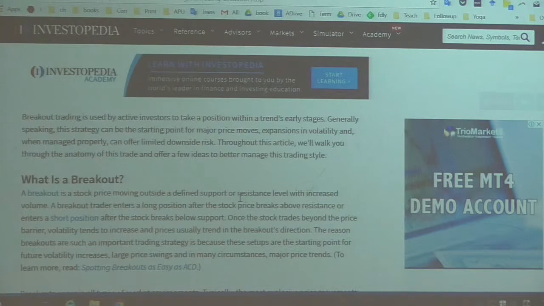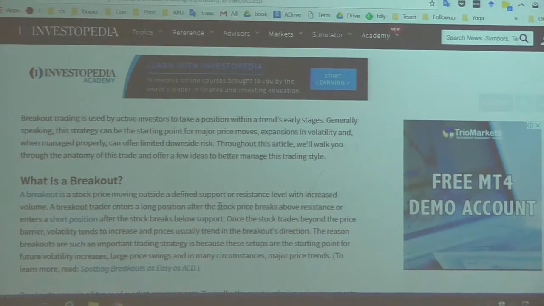With increased volume. A breakout trader enters a long position after the stock price breaks above resistance, or enters a short position. I'm not sure what that means, but I guess when it breaks out maybe you should buy or sell, or you should do something. And then you want to take advantage of the fact that it's going to be doing something unusual for a while.